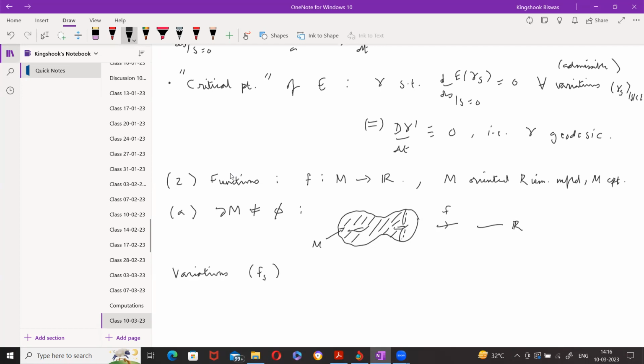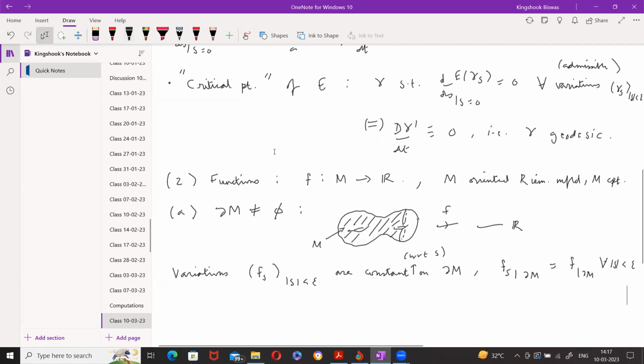f_s by functions, these are constant on the boundary of M, meaning constant with respect to the parameter s. So that means that f_s restricted to the boundary of M is equal to f restricted to the boundary of M for all s.